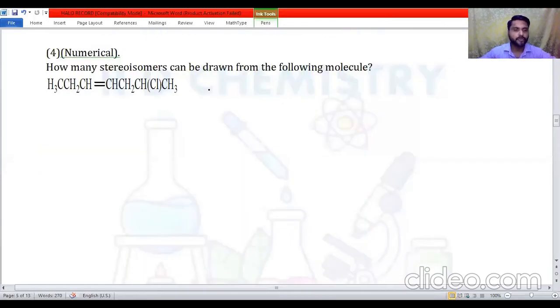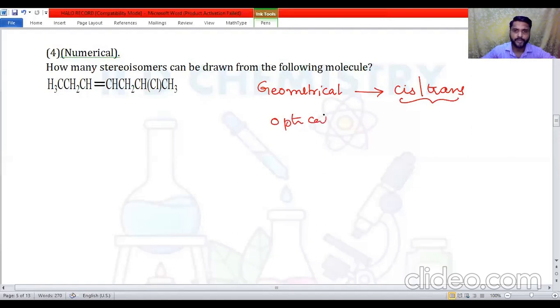Question number 4, numerical. How many stereoisomers can be drawn from the following molecule? Stereoisomerism is of two types. One is known as geometrical isomerism, also known as cis-trans isomerism. There are two isomers, cis and trans. Next one is optical isomerism. For the given compound, we can have dextrorotatory and levorotatory.